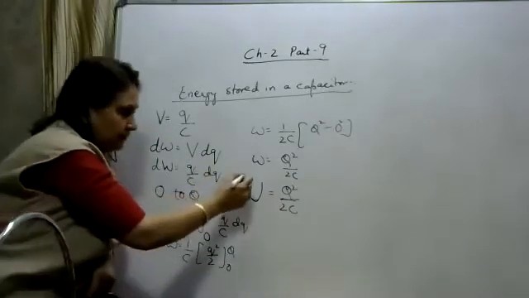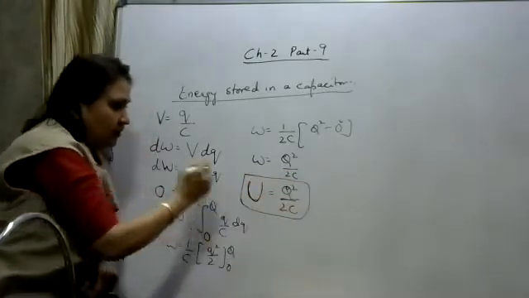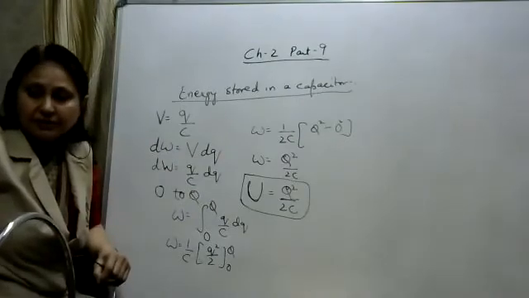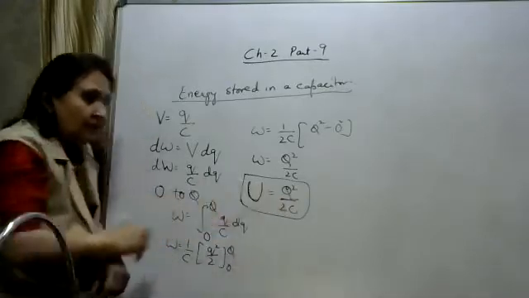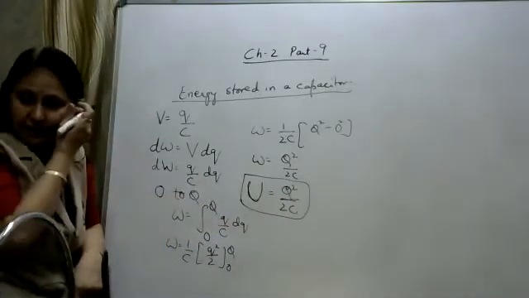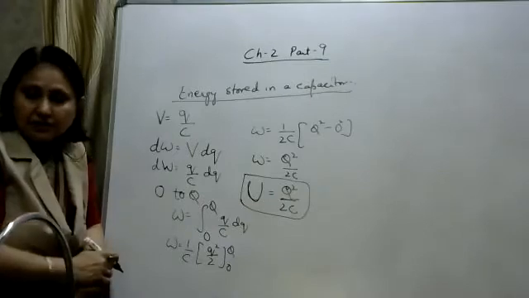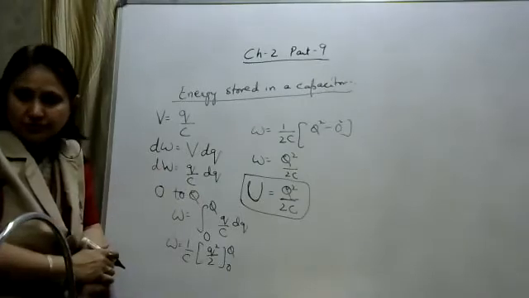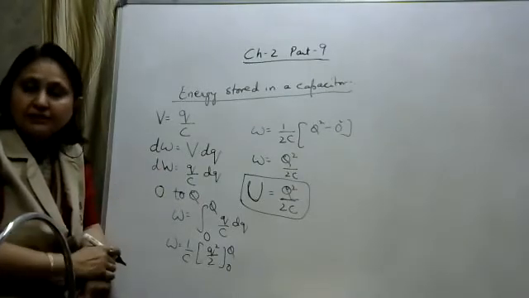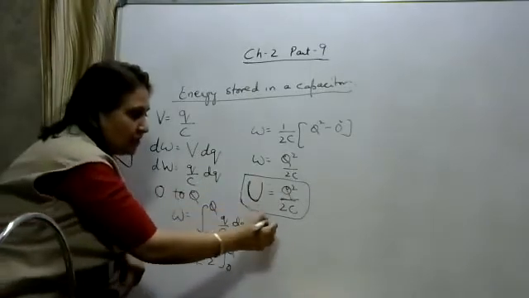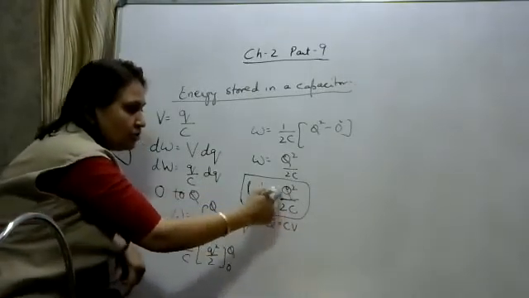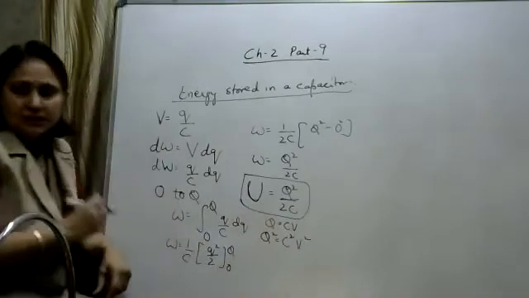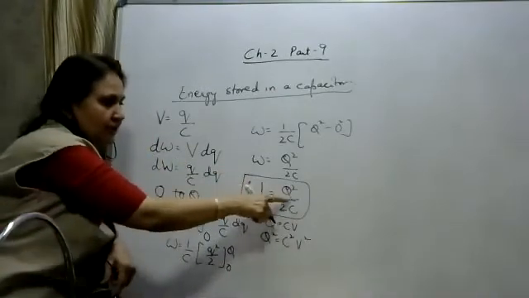Okay, now in terms of C and V, capacitance and potential difference. In the numerical, not necessarily Q and C are given. Suppose C and V are given, capacitance and the potential difference between the plates is given. So here you have to eliminate Q and bring the expression in terms of C and V. We know that Q is equal to C into V. So Q square will be equal to C square into V square. So substitute C square into V square.